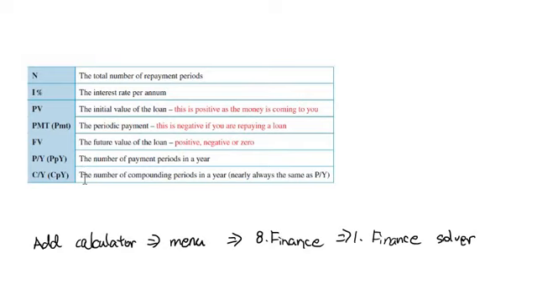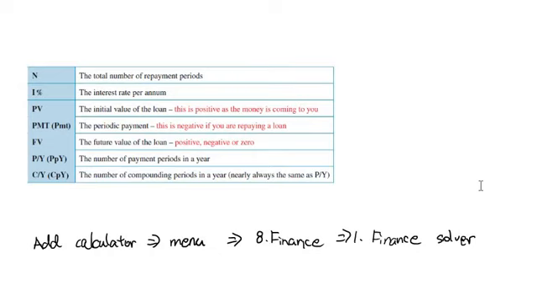And finally, C/Y is the number of compounding periods in a year. It's nearly always the same as P/Y, and in our further maths, we take those two values to always be the same. We just consider them as the same thing.